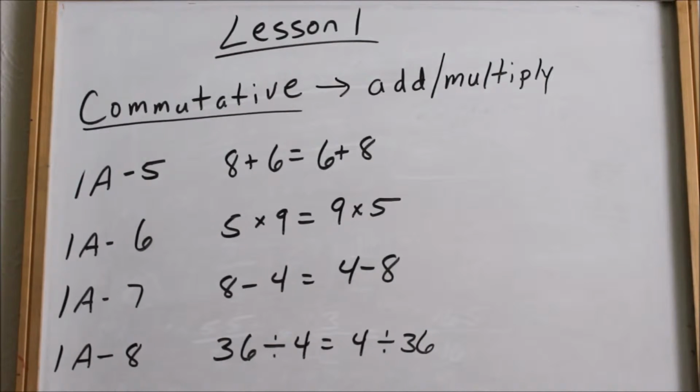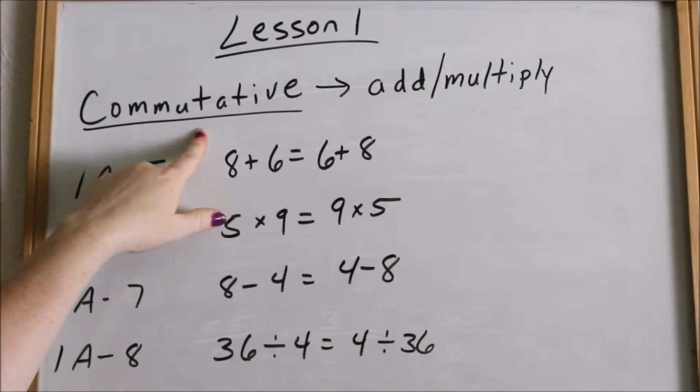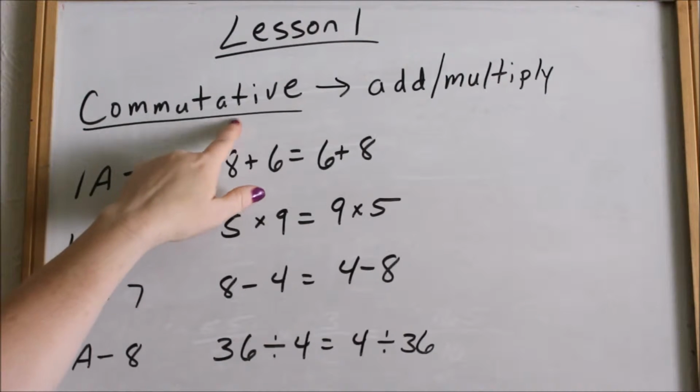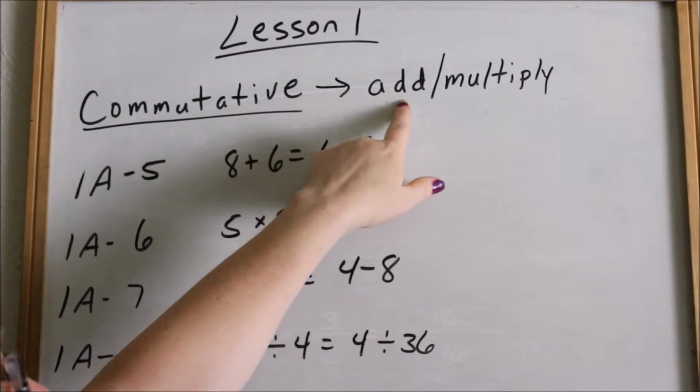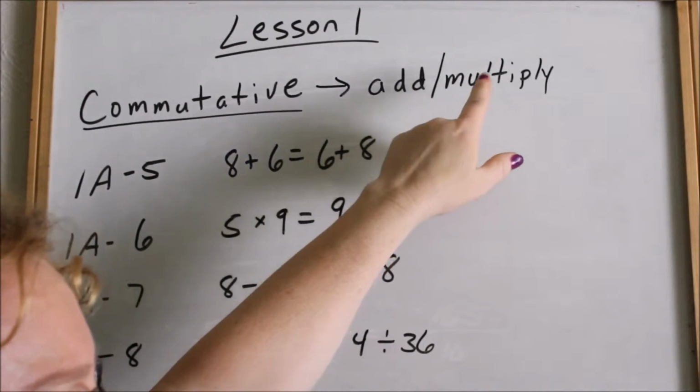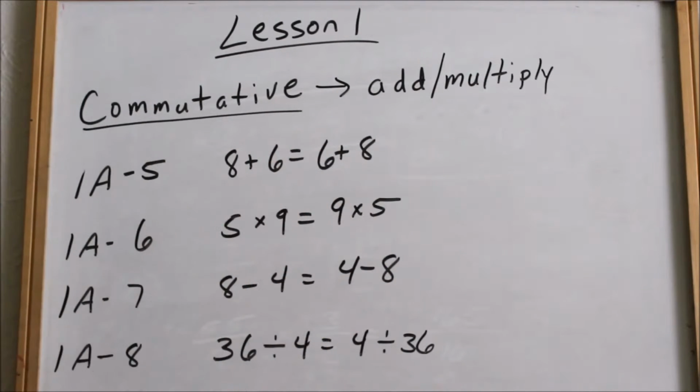Okay, we're going to be talking about the commutative property. Commutative property means you are switching your numbers around the operation sign. You can only do commutative property when you're adding or multiplying. You cannot do commutative with division or subtraction, and I'm going to prove that to you.